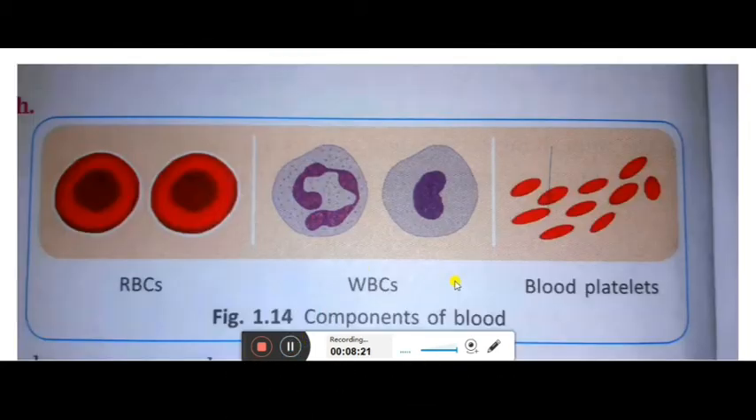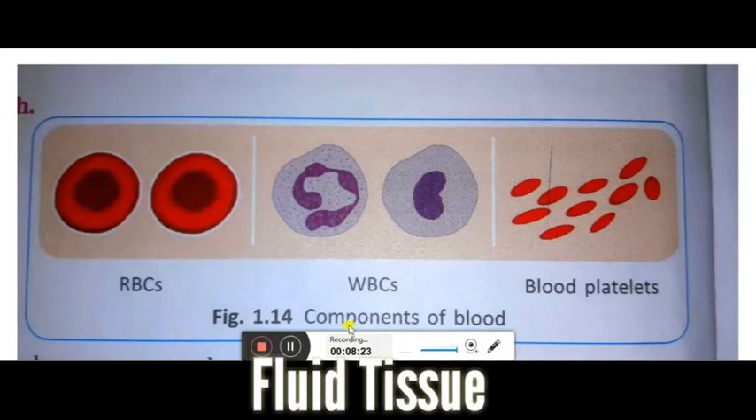And children, here comes the last one, the fluid connective tissue. Fluid connective tissue is basically the blood and the lymph. Blood runs in your whole body, so it is a kind of connective tissue. It connects your whole body, and it carries different materials inside your whole body, and that's why it is known as connective tissue.